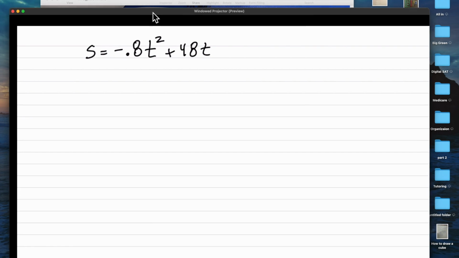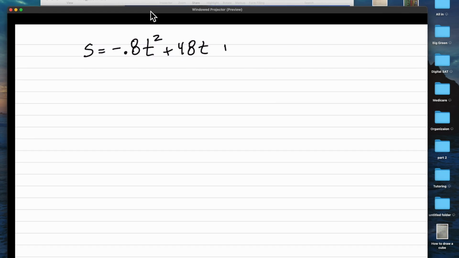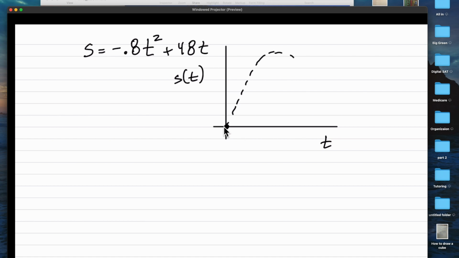So let's just do a quick sketch of this. We know that the fact that t is in both terms means that when we plug in t equals 0, we're going to get 0, which means that this rock is being thrown from the surface at a height of 0. So then this rock is going to go up and it's going to come down. Here is going to be our vertex, the x-coordinate of the vertex.